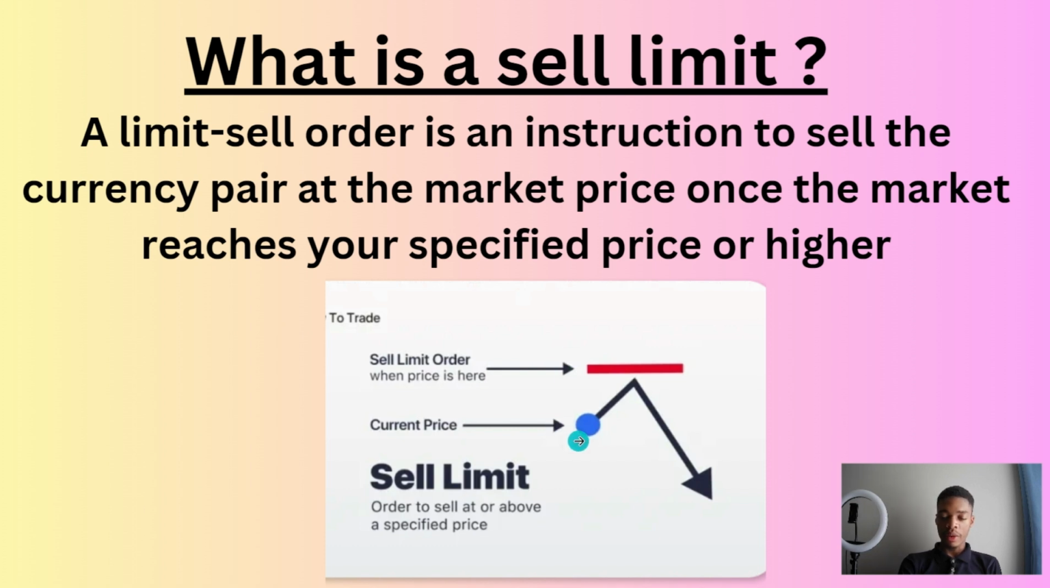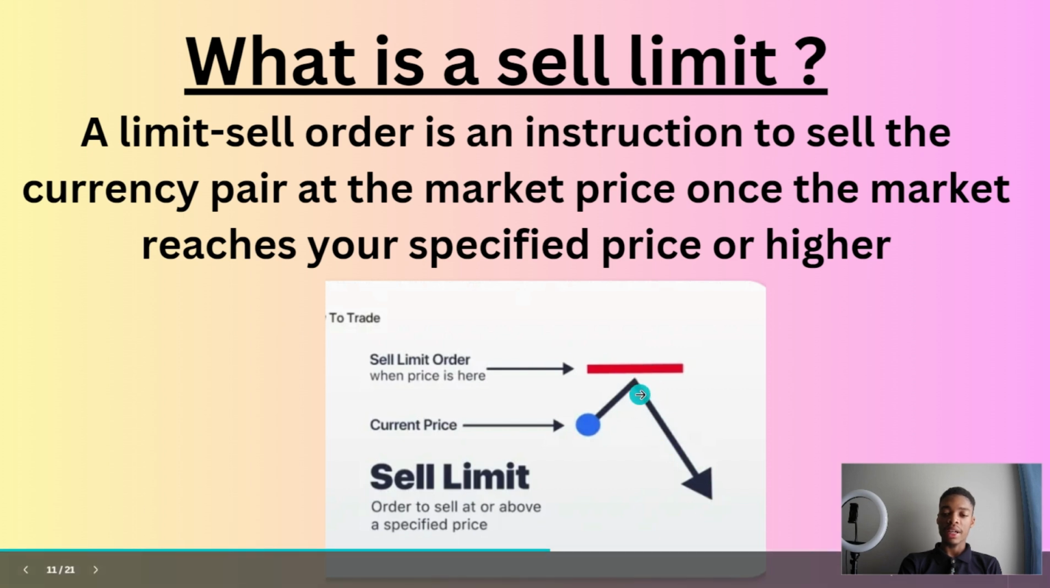So right here we have a picture showing what a sell limit is. Say for instance the market is trading right here at this current price. What I'm anticipating is that price will rise first and then drop. So with that being said, I set a sell limit at this specific price. So when price rises, I automatically enter a sell at this level. And if price starts trading to the downside, then I'm at a good entry point.